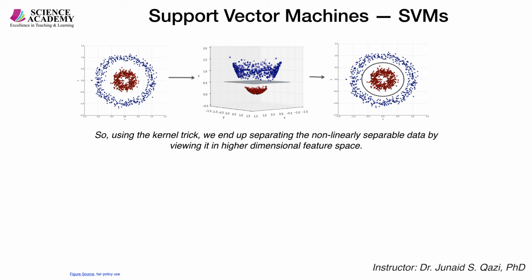So just an overview of the SVM's kernel trick. We got the data which was not linearly separable. Using the kernel trick, we end up separating the non-linearly separable data by viewing it in high dimensional feature space.